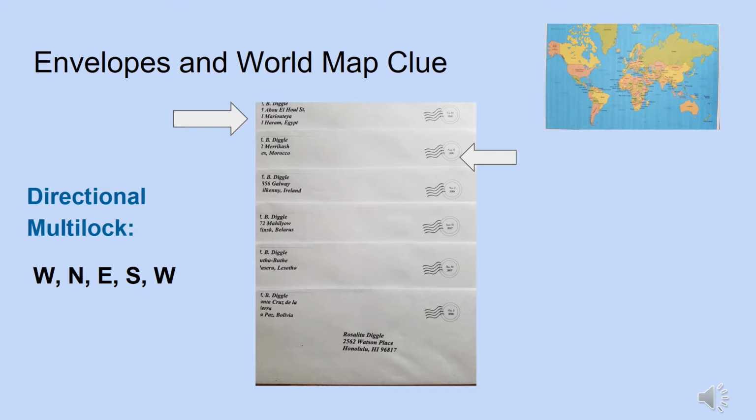When students put these envelopes in chronological order, it will give them the route that Professor Diggle traveled on his archaeological digs. This, used in combination with a world map, will give them the answer to the directional lock.